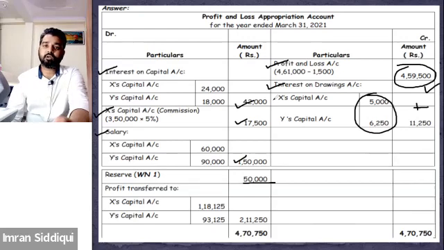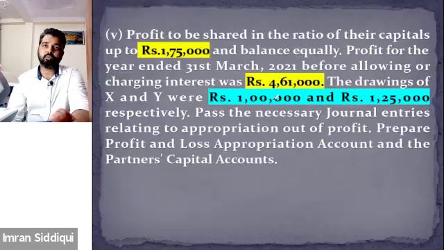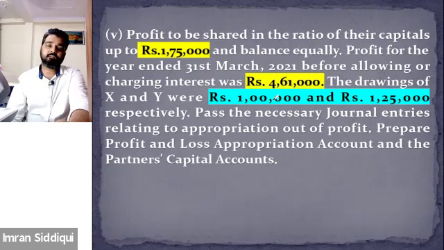Okay, so after writing the value of the reserve, we will calculate the divisible profit. So divisible profit will be 2,11,250. Now see item number 5 in the question. What is item number 5 saying? Item 5 says that whatever the divisible profit be, we will divide 1,75,000 in the capital ratio of the partners.